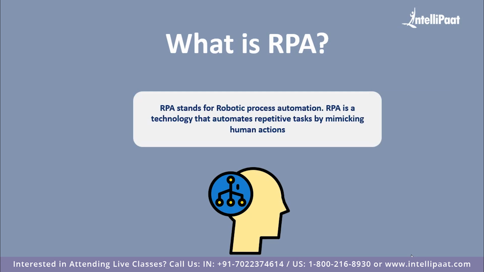So let's look at the definition of RPA. So RPA stands for Robotic Process Automation. Let's look at this term word by word and try to understand what it is. So robotic stands for anything that mimics human actions. Process is a set of sequential actions which lead to a desired result. And automation is anything which is done without human intervention. So in a nutshell, RPA is a technology that automates repetitive tasks by mimicking human actions.